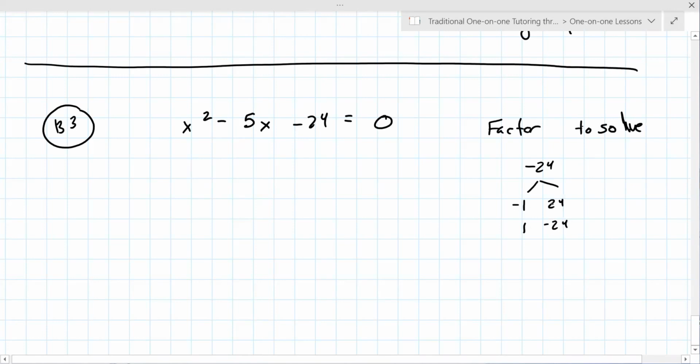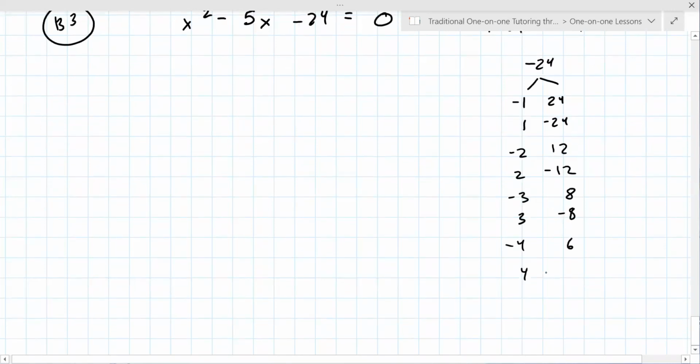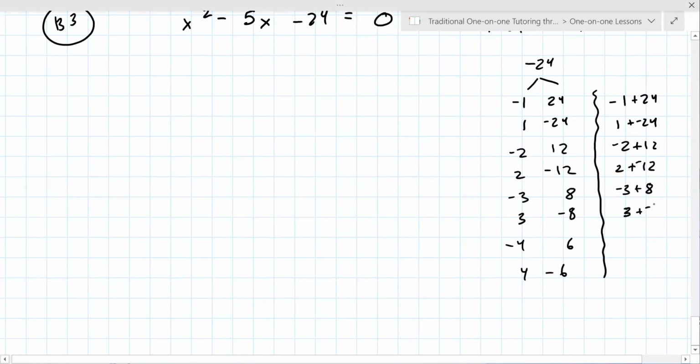So for example, -1 times 24 gets you back to minus 24. -2 and 12 gets you also back there. -3 and 8, 3 and -8, -4 and 6, 4 and -6. Then what you have to do, Sourish, is go off to the side here. You have to add each of these pairs, and let me know which one adds up to -5.